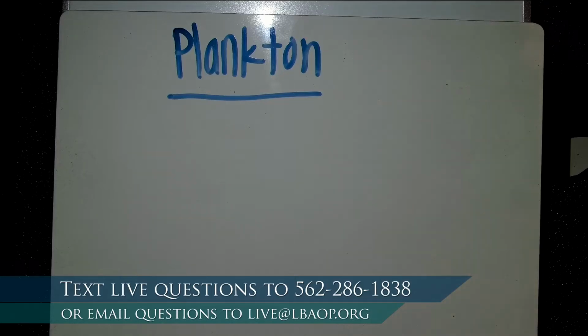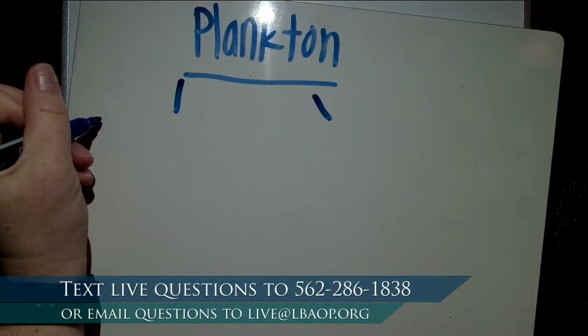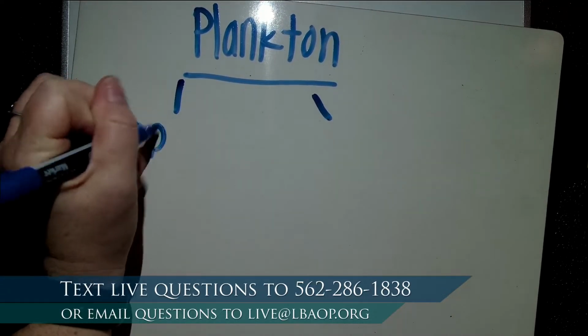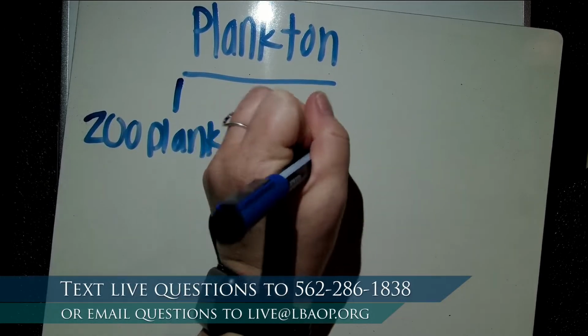Now, there are actually two types of plankton in the ocean. We have zooplankton and phytoplankton.